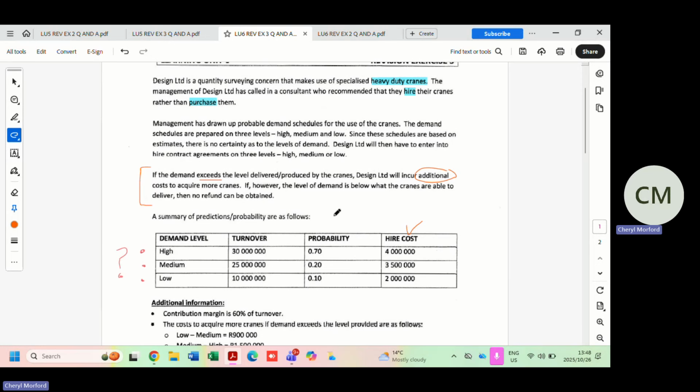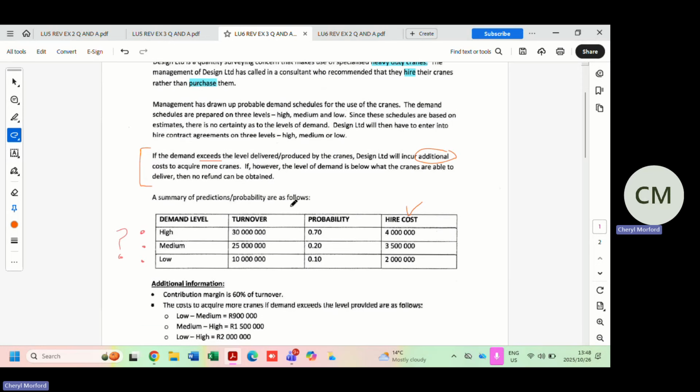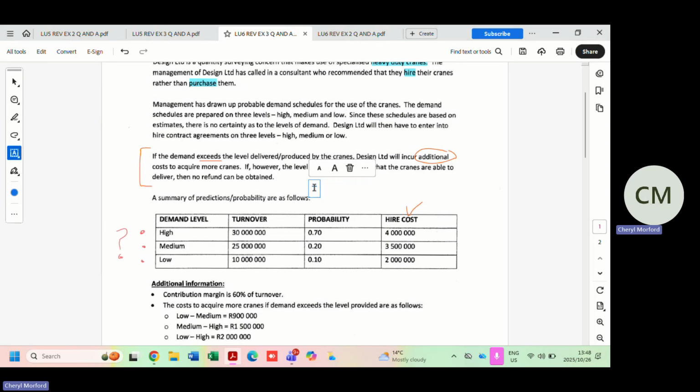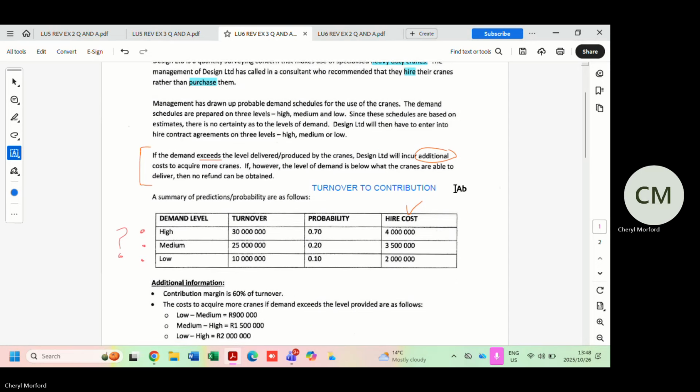So the first thing we've got to do is we have to change the information because we don't have what we want. Step one is we need to go from turnover. And remember, turnover is just another word for sales. We must go from that to contribution. That is the very starting point. And contribution takes off the variable cost.